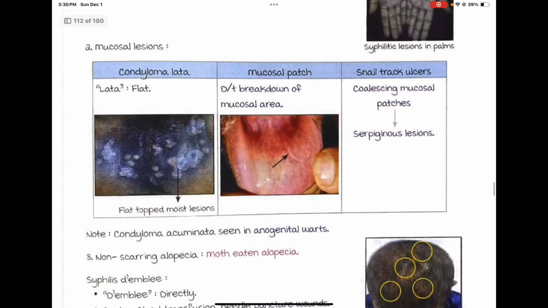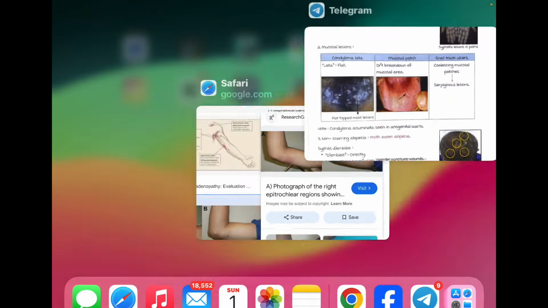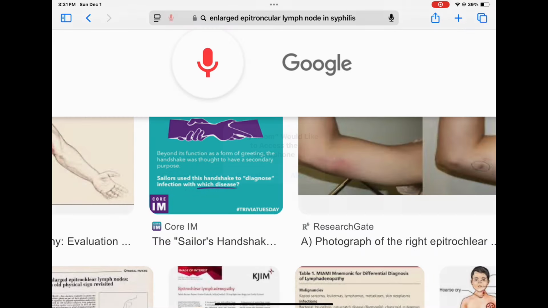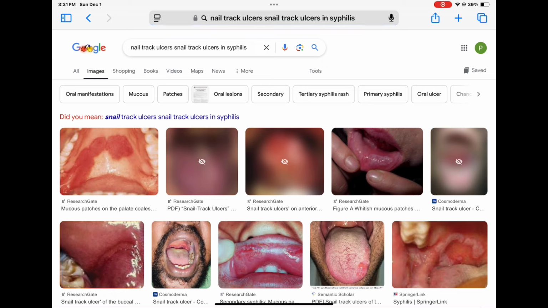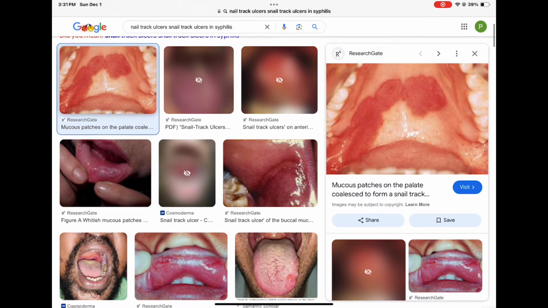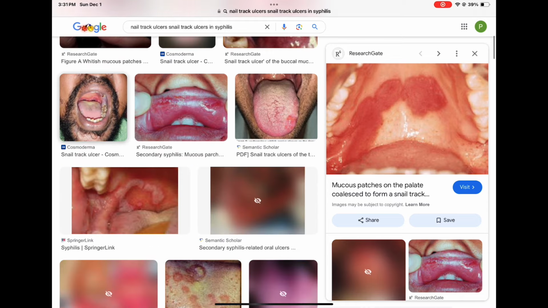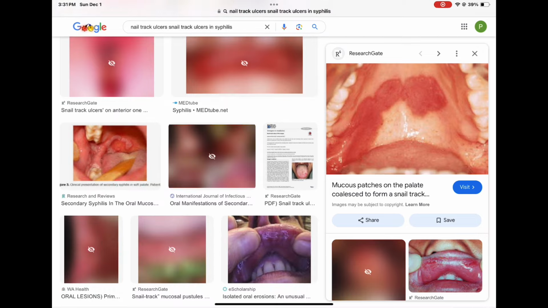Condyloma acuminata is seen in anogenital warts. So condyloma lata is the flat lesions and condyloma acuminata is seen in anogenital warts. Non-scarring alopecia, moth-eaten alopecia, is also seen. It is a patchy alopecia, moth-eaten, where hair comes out in patches. I'll show you condyloma acuminata so you know how to differentiate it from condyloma lata and LGV lesions.